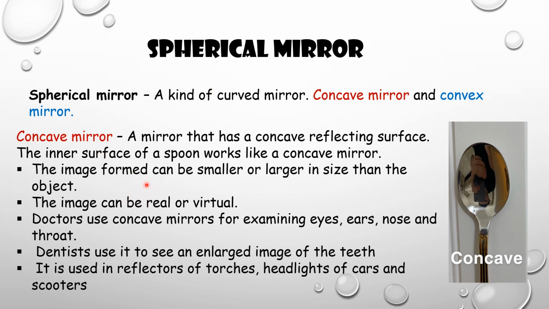So two types of image we get. When it is at more distance, that time it is an upside down, real image, but when it is very close, that time it is larger in size, but that is a virtual image.